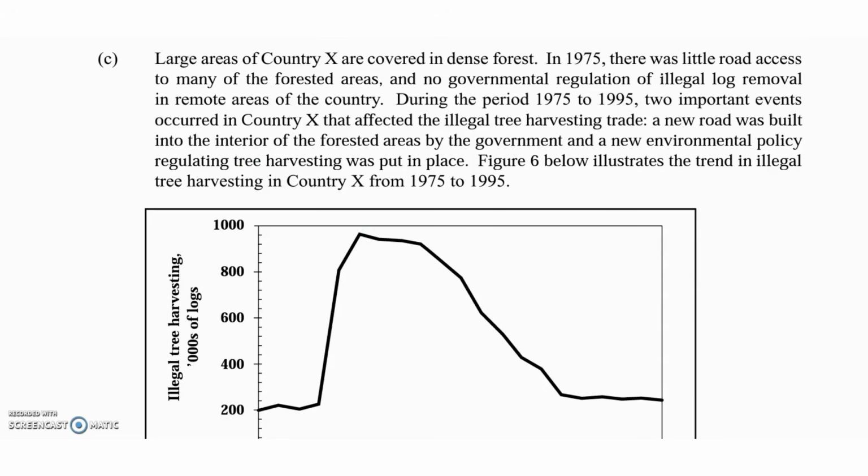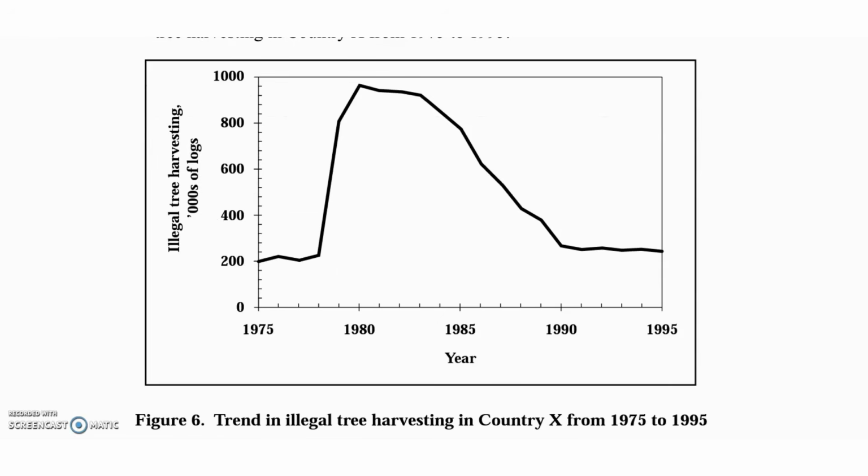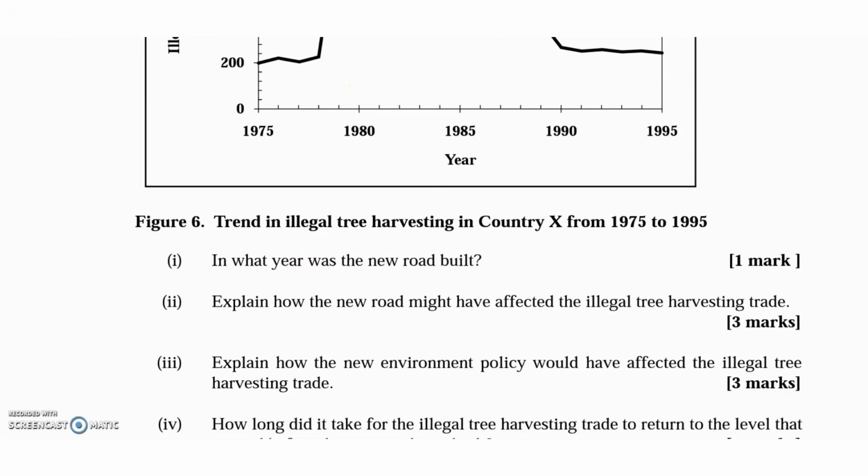Now, folks, I want you to pay very close attention to this particular graph. As you can see, this is a line graph which highlights the patterns or trends associated with illegal tree harvesting. So we can see variability and differences in steepness in the lines. Look at this for basically 1 minute. Now, the first part of the question: in what year was the new road built?